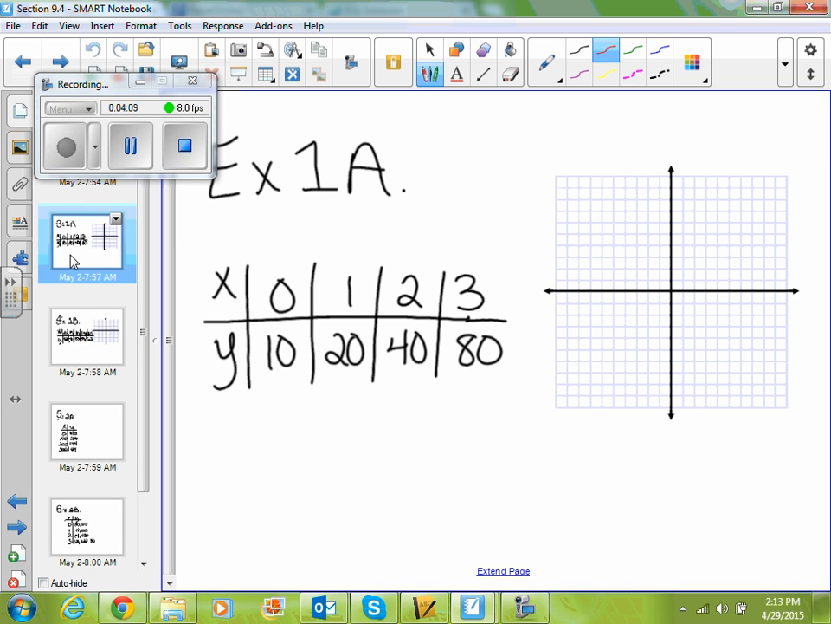So I'm given the table of values, x is 0, 1, 2, and 3. And I'm given the y values 10, 20, 40, and 80. Okay, so since these numbers are all really big, I'm going to go by tens on my y-axis, because that'll make it easier to graph. So for 0, 10, I'm going to go over 0 and up 1, because 1 is actually 10 on my graph. Then for 1, 20, over 1 and up 2, because 2 is 20. For 2, 40, over 2, up 4. And for 3, 80, over 3, up 8 to get to 80.